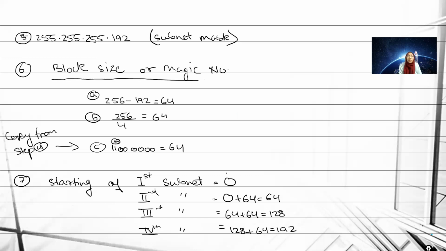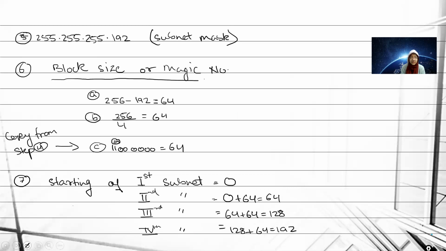Where these came from: we got our block size, a magic number. I prefer to say block size. From the block size, we are going to get our subnets. We got 64. Then we're not going to add any other number, we're going to add 64 again. We got 128, and we added 128 plus 64. We got 192. Basically, we have to get the last number of our subnet mask here. Okay, and we got it right.